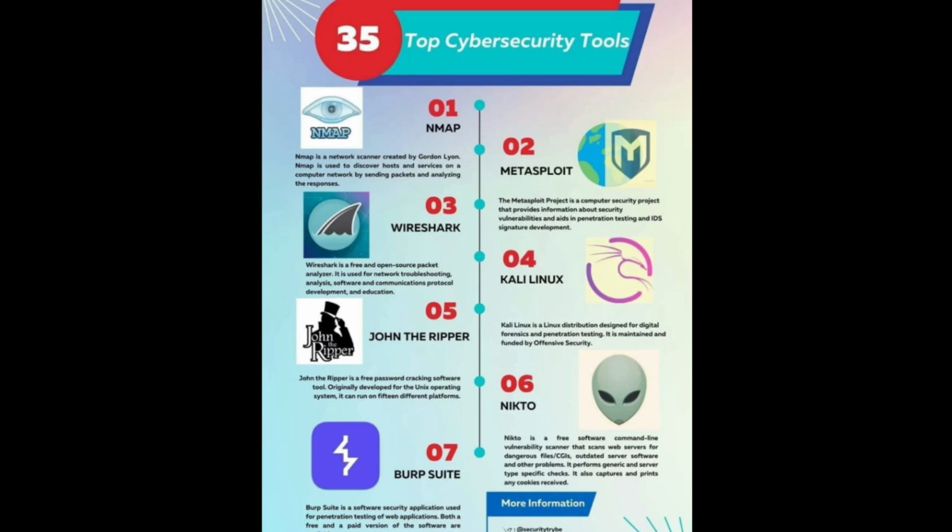The fifth is John the Ripper. John the Ripper is a free password cracking software tool, originally developed for the Unix operating system. It can run on 15 different platforms. This is very useful. Don't misuse this software. You can crack administrative passwords; it is a very essential software.